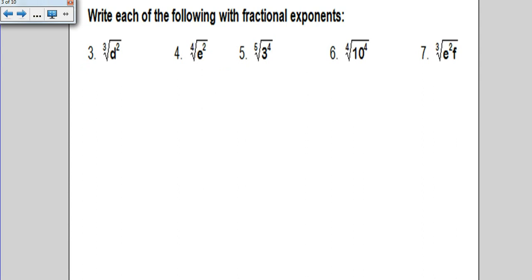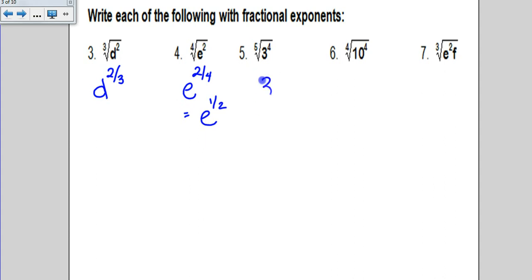So first we have the third root of d squared. Remember the property said take the base, which is d, and then raise it to the exponent divided by the root number. So that'd be the 2 divided by the 3. Same thing here on number 4. We'd say e to the 2 divided by 4. Well, you'd never leave a fraction of 2/4, so we'd always change that to a reduced fraction, which is 1/2.